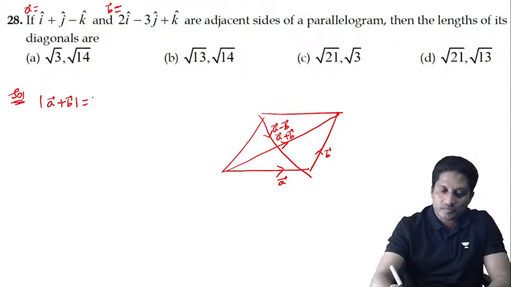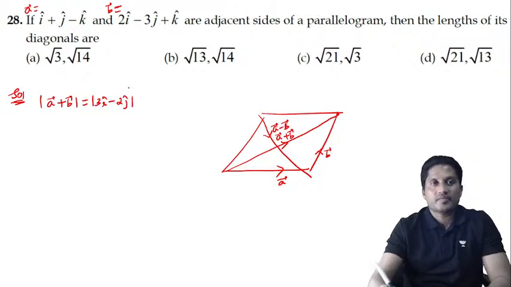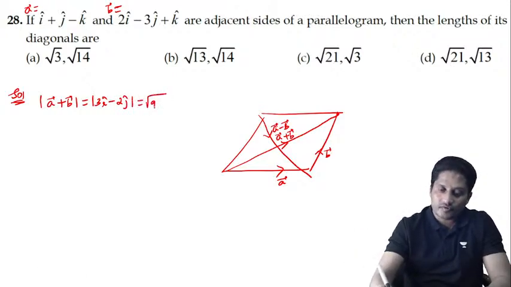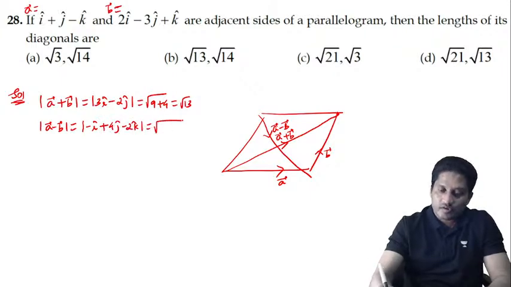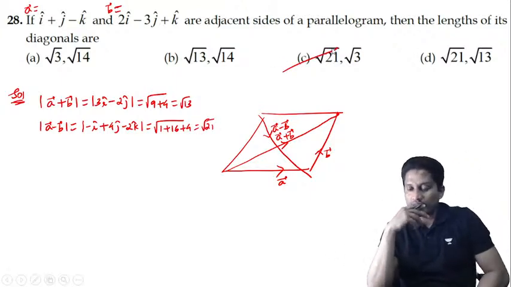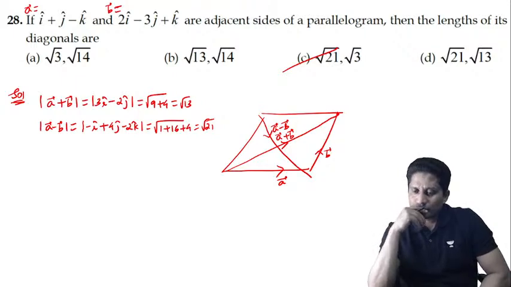If I add these two, I'll get modulus of 3i minus 2j, and minus k plus k will cancel. So this is equal to root of 9 plus 4, which is root of 13. Mod of A minus B: if I subtract, you will get minus i plus 4j minus 2k, which is equal to root of 1 plus 16 plus 4, which is root of 21. So the lengths of the diagonals are root 21 and root 13.